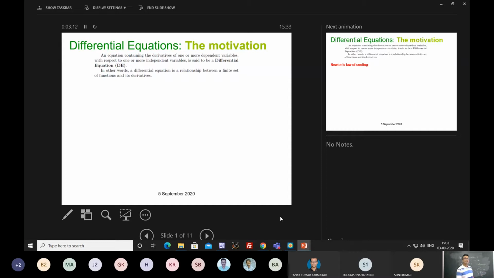So in other words, a differential equation is a relationship between a finite set of functions and its derivatives. Depending upon whether the derivative is ordinary or partial, the differential equation becomes an ordinary differential equation or a partial differential equation. Fine. Now the next part is the motivation part. I want to tell you that the thing you are going to learn will be different from whatever you know already.